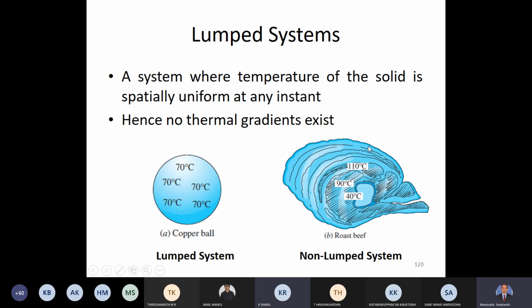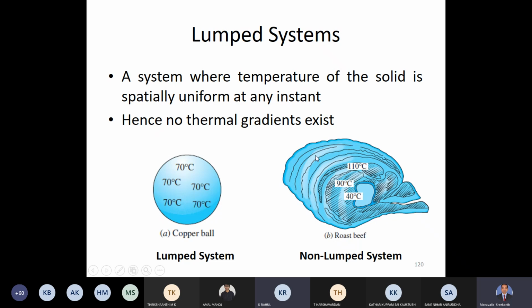Now look at this roast beef here. This is a piece of meat and at different locations if you measure, most likely this roast beef is being roasted over a flame. So at a particular instant the surface will be hot because it is closest to the flame, but the interiors are still cold. Whenever you are dealing with cooking of food, especially meat, you have to make sure that you get rid of the bacteria. It's generally understood that at 70 degrees Celsius, all the bacteria get killed. So you have to make sure that every part of this piece of meat has reached a temperature of 70 degrees Celsius to the core.